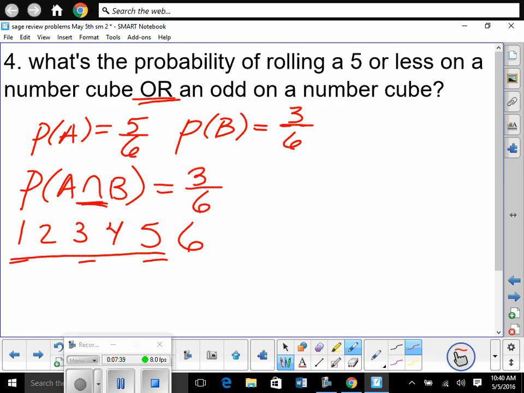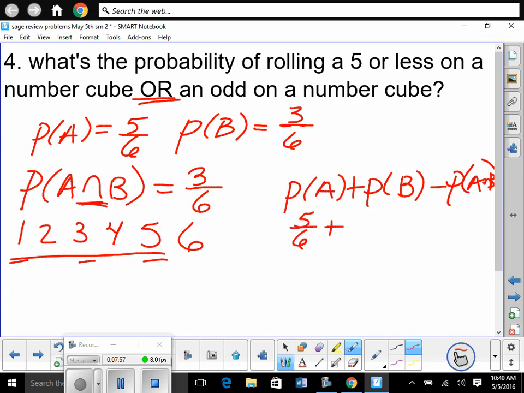So now to find the probability of A or B, we take the probability of A plus the probability of B minus the double dipping, the probability of A intersect B. So the probability of A was 5/6 plus 3/6, right? Are we all following? Minus the double dipping, which was 3/6. Now this one happened to be the same. They don't always cancel out exactly. Does that make sense, everybody? Or else the formula would not be necessary. Okay, so what's our final probability? 5/6.